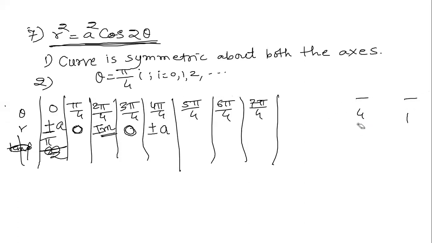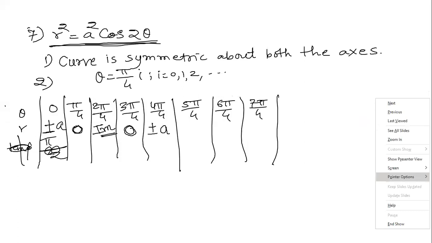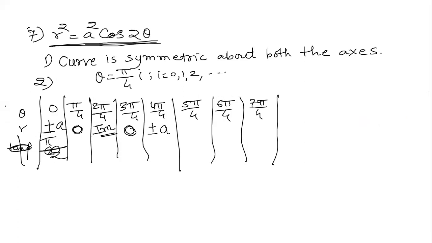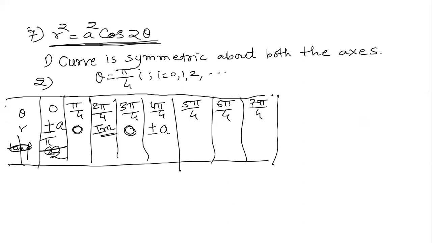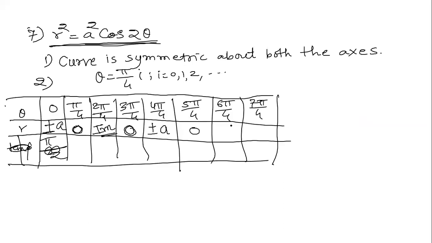This was absolutely unnecessary. Only 8 values of theta are needed. Okay. So after this, this will be 0, then imaginary and 0. This is going to happen. Then here pi by 2, pi by 2.